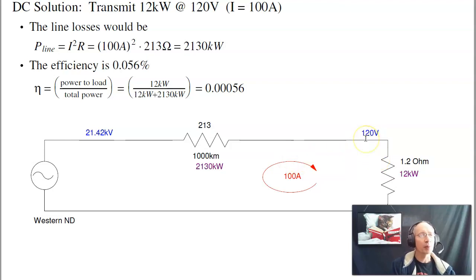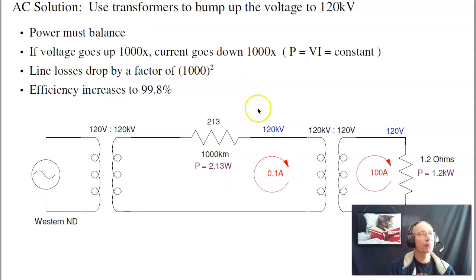unless you bump up the voltage. And DC voltages are difficult to bump up. It can be done, but it's not easy. That was Edison's solution. Tesla came up with the idea of using an AC power grid.